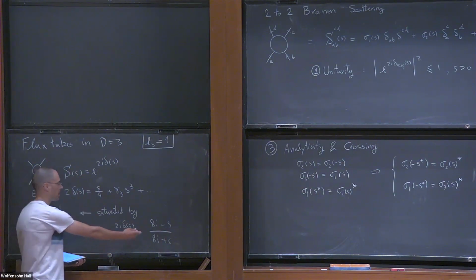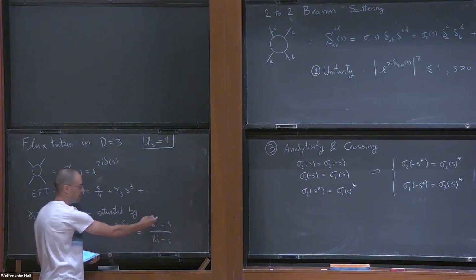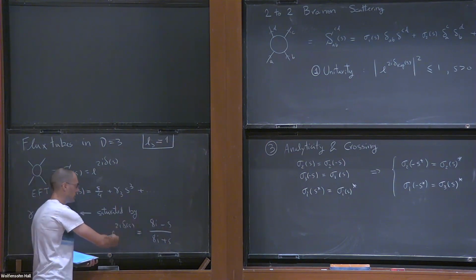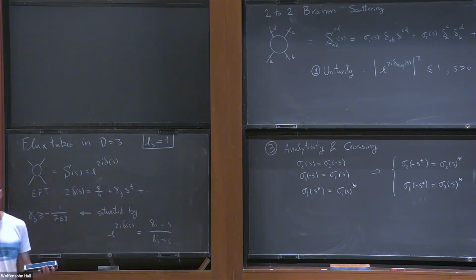One obvious property of this S-matrix is that when S is real, this is just a pure phase. So it means that this particular S-matrix doesn't allow for any particle production. The probability of starting in 2 particles and ending up in 2 particles is 1.